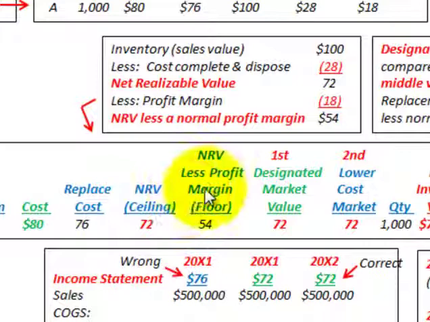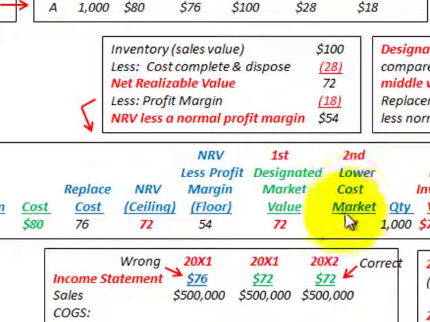These are the three amounts that we have to look at. In this case, the replacement cost is the high amount, and the floor amount, the net realizable value less the profit margin, is the minimum amount of $54. So the middle amount is our ceiling amount, which was $72. So that becomes the first thing we have to do. That becomes our designated market value. That's $72, the middle amount.